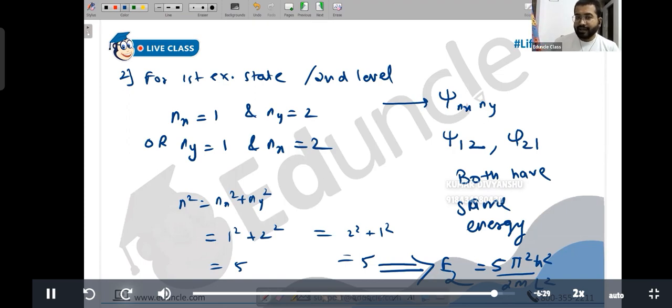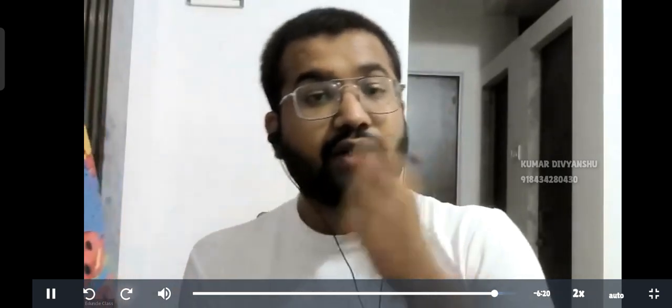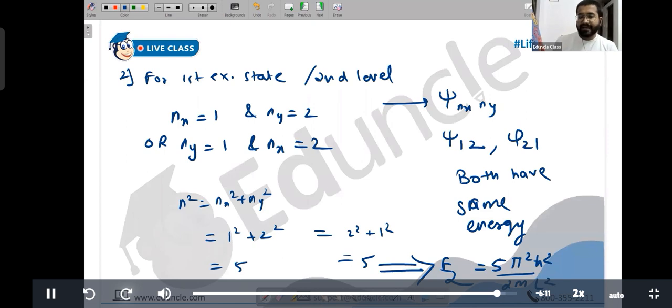So what does it mean? There could be a simple 1 mark MCQ or 1 mark NAT: the degeneracy of the first excited state of a 2D box is, what is the answer? 2. Because there are two states which are sharing the same eigenvalue. You can write there are 2 wave functions which are sharing the same eigenvalue, same energy value. So degeneracy is 2. This is known as two-fold degenerate.